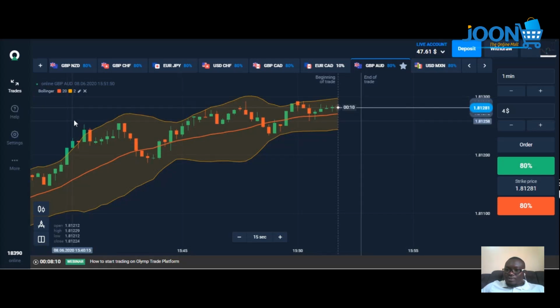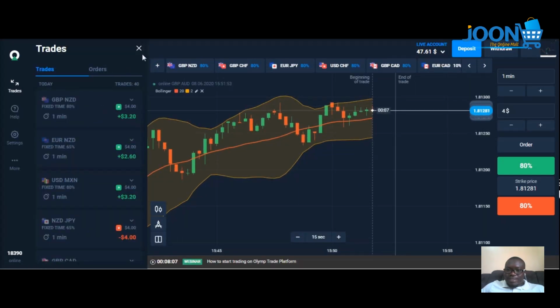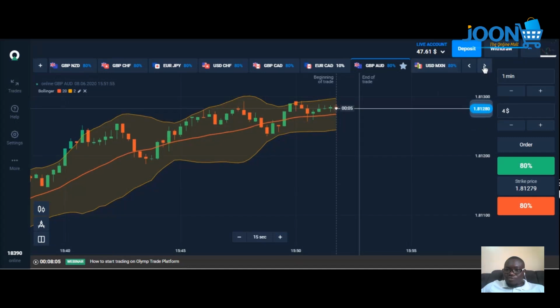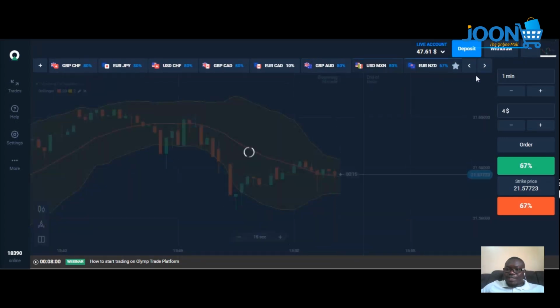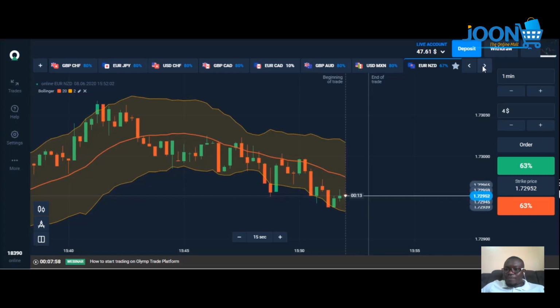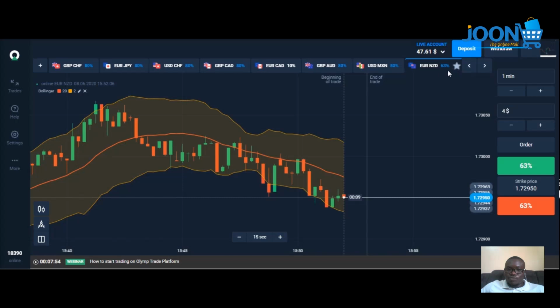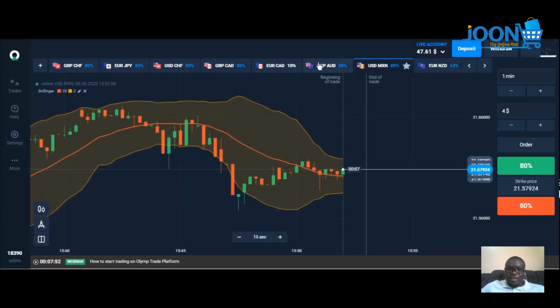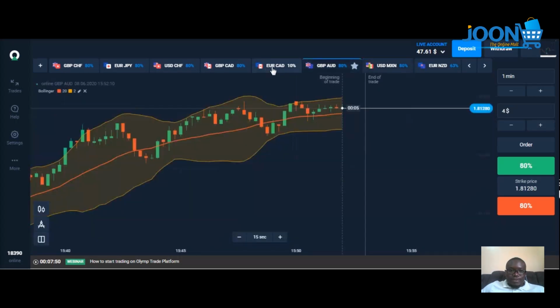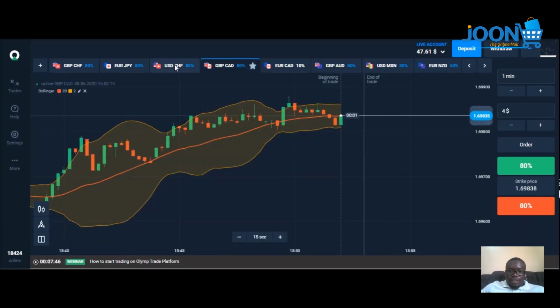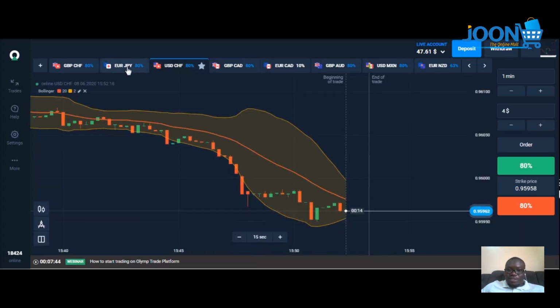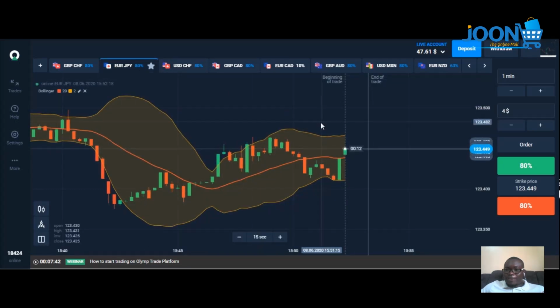So we can say that this is an ideal strategy for scalpers. If you want to start trading and not waste time on complex strategies, then you can just go for this one. 1 minute and you win. So I hope you've learned something from this strategy and you can do it on your own.